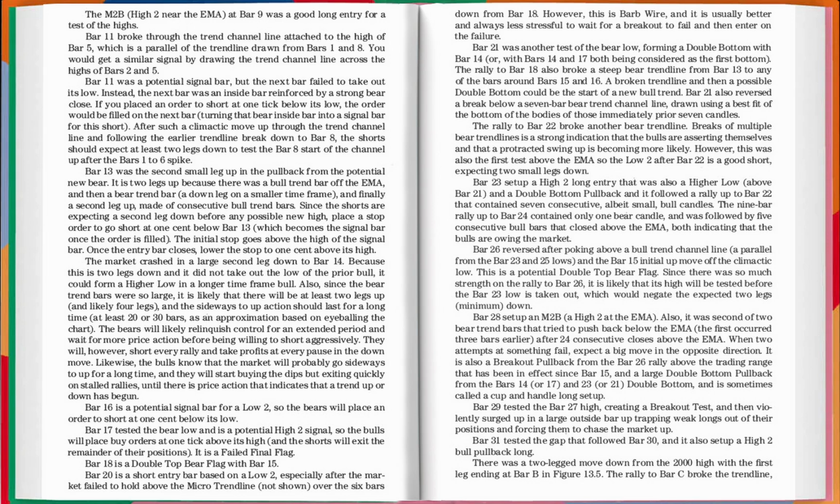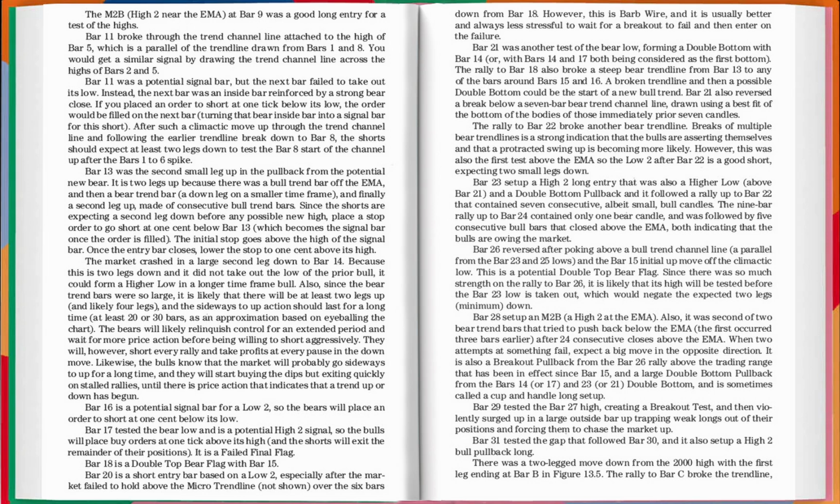Bar 26 reversed after poking above a bull trend channel line, a parallel from the bar 23 and 25 lows and the bar 15 initial up move off the climactic low. This is a potential double top bear flag. Since there was so much strength on the rally to bar 26, it is likely that its high will be tested before the bar 23 low is taken out, which would negate the expected 2 legs minimum down.